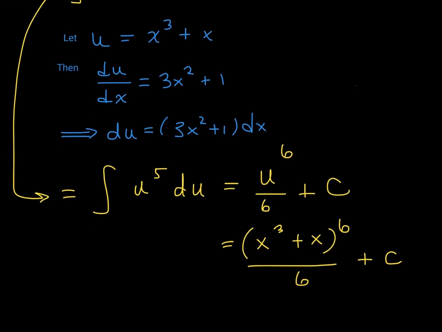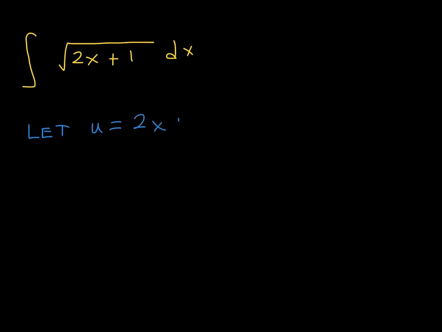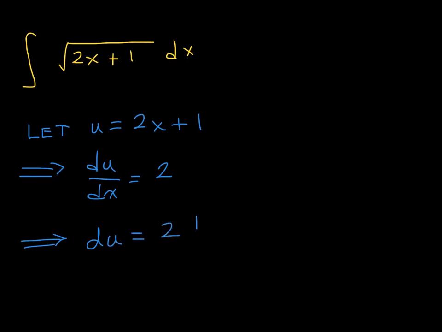Let me see if I can illustrate this again for us. So imagine we have the integral of the square root of 2x plus 1 dx. All right, so let's make a substitution. I'm going to say let u equal the radicand, 2x plus 1. I think that's a good idea because du dx, the derivative of u with respect to x, would be 2. That is to say that du is equal to 2 dx.